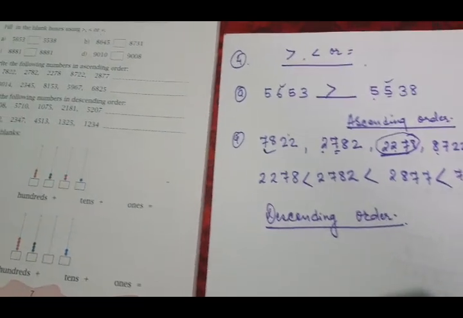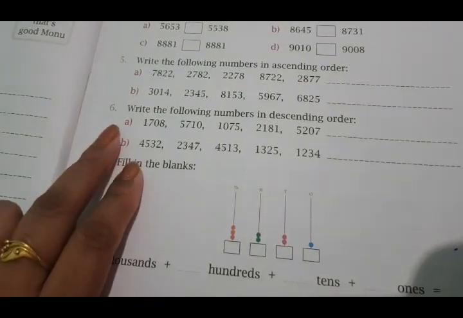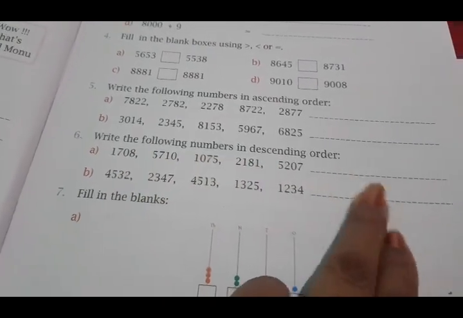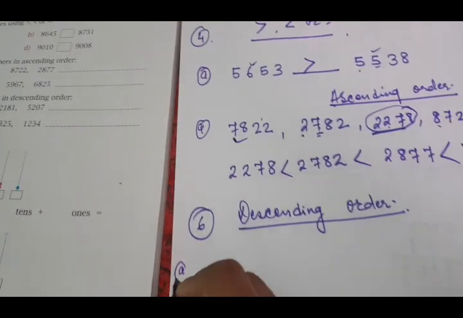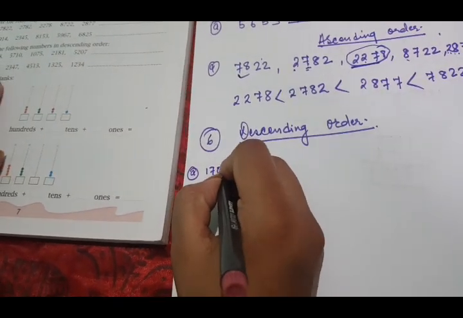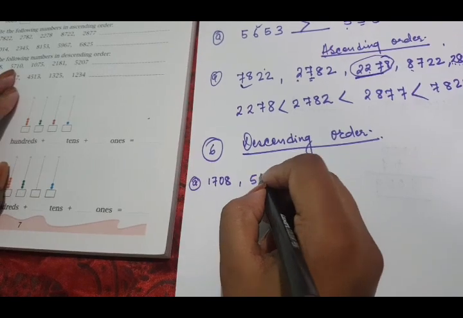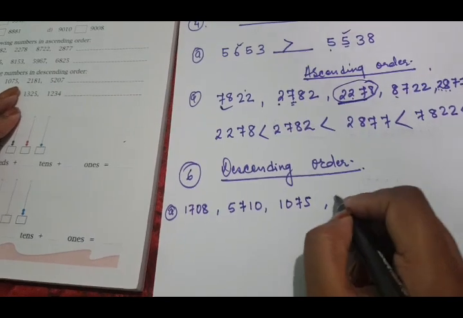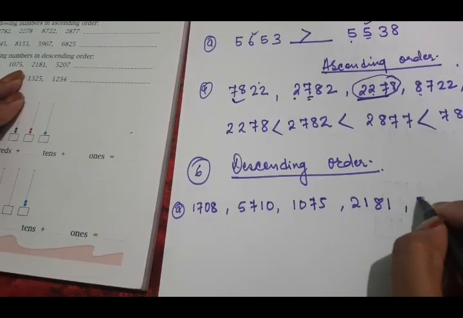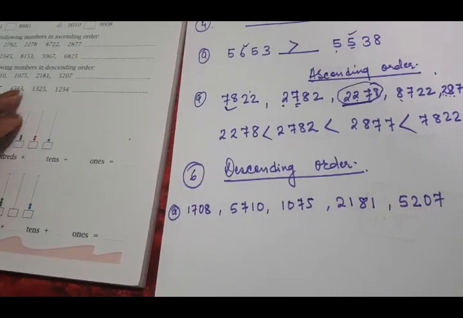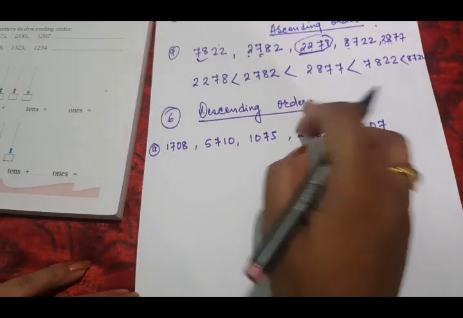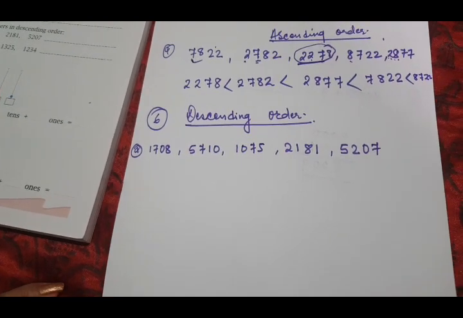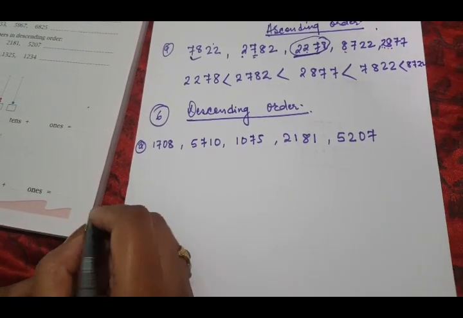Now let's go to question number 6, that is, write the following numbers in descending order. The first group of numbers is 1708, then 5710, 1075, 2181, 5207. Descending means to arrange the numbers from bigger to smaller, greater to smaller.